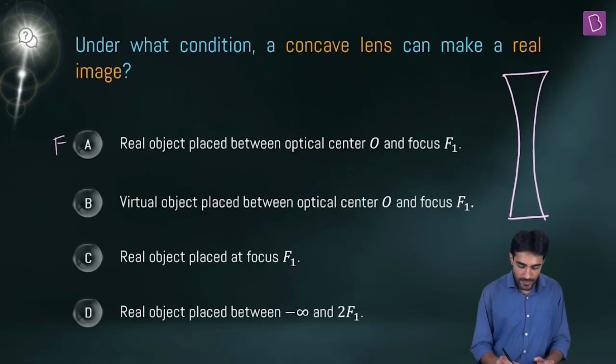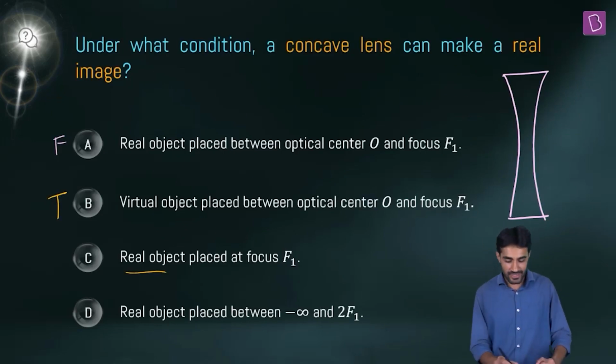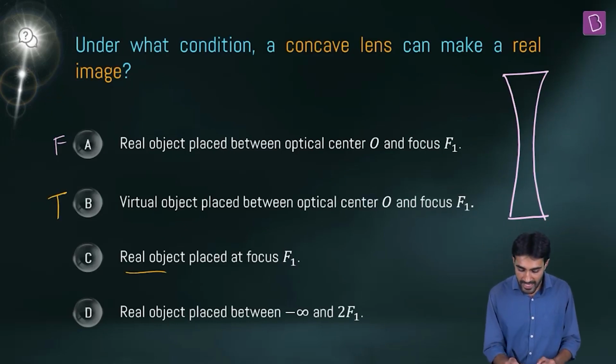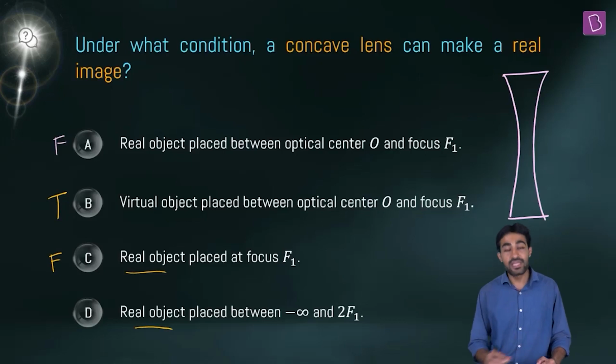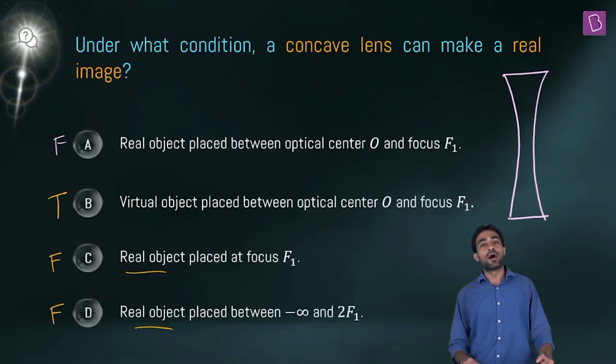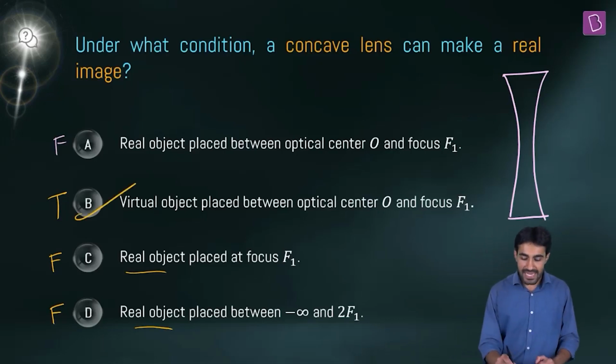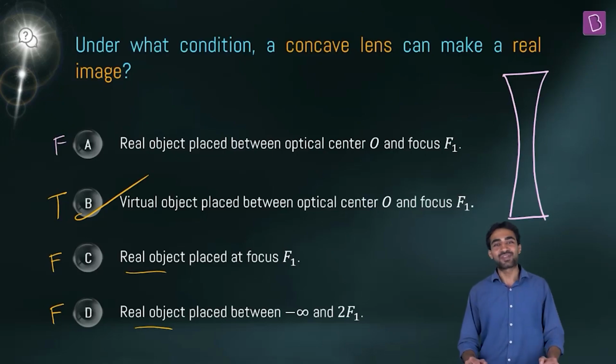Now let's see option B. Option B is true. What about option C? We have real object. For real object, we won't get a real image. So C is false. In option D also, we have a real object. So real object can never form a real image for this lens. So only option B is the right answer for this question.